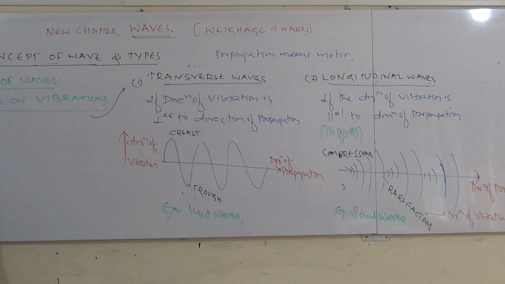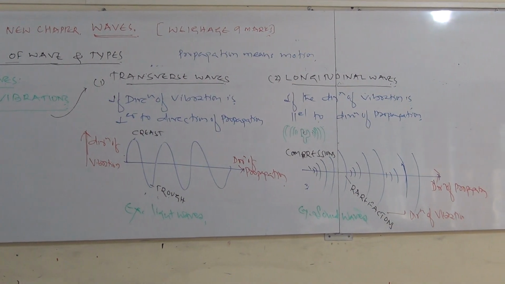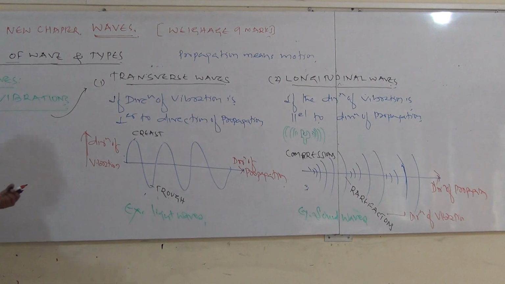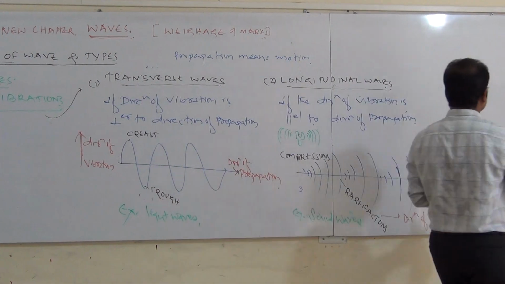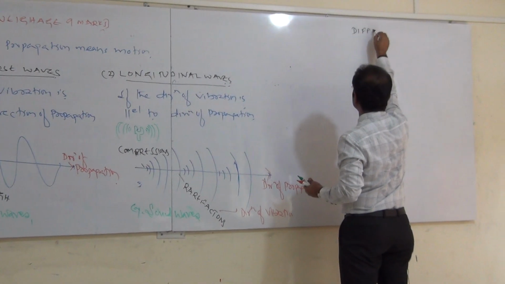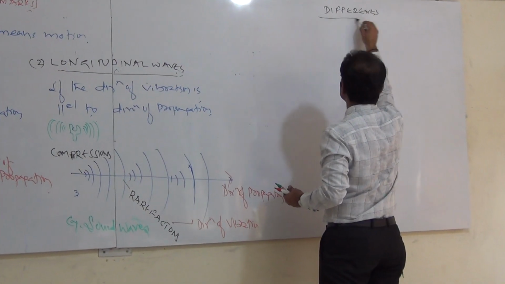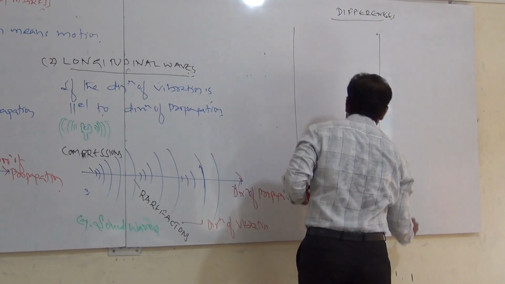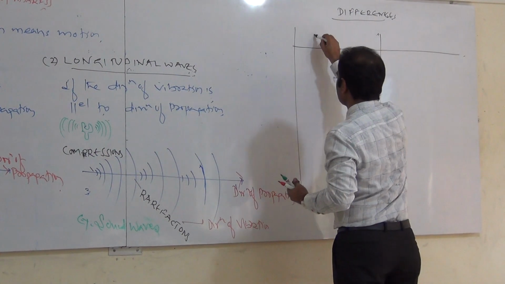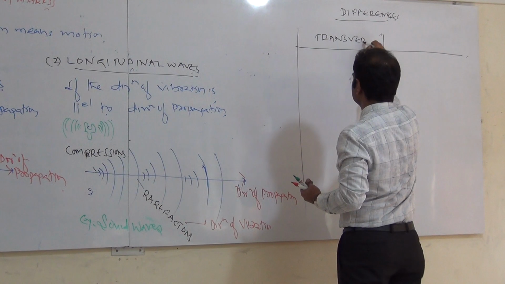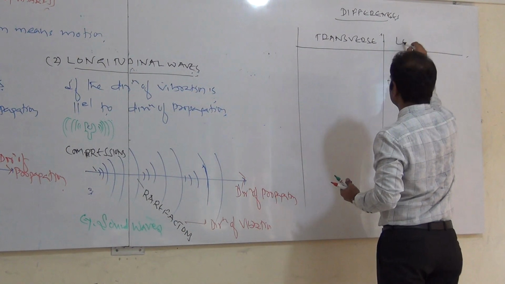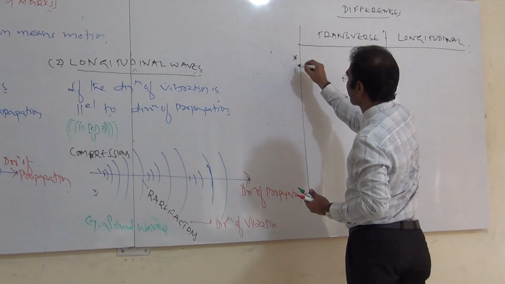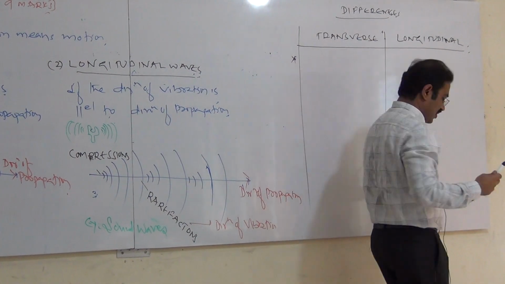You note down this. Sometimes they ask the differences, what are the differences between them. Okay, for that I write the differences. For that, two columns. One is transverse, another one is longitudinal. Yes, first one. What is this? I have to write the differences.